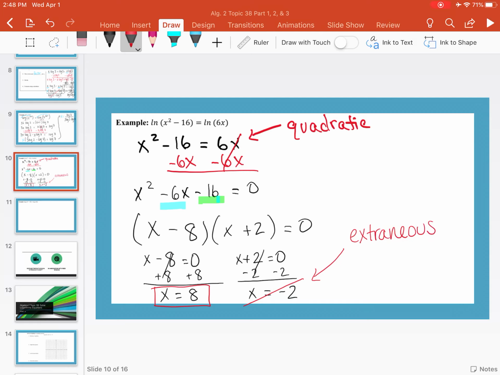Now, why is it extraneous? Why can we not include it? Because logarithms, including natural logs, only include positive numbers. You can only take the log of a positive number. You cannot take the log of a negative number. And because we're plugging x into our log up here, into our natural log, we can't take the log of a negative number.